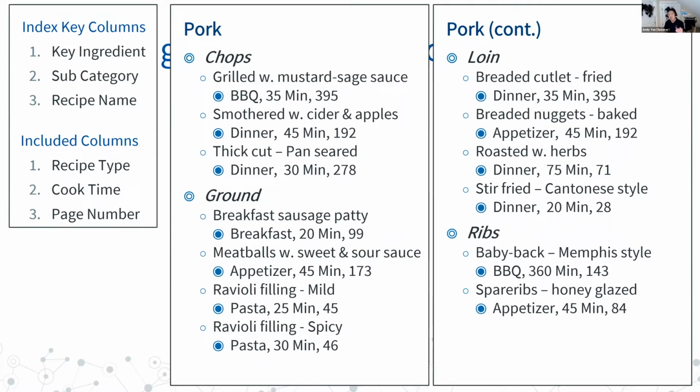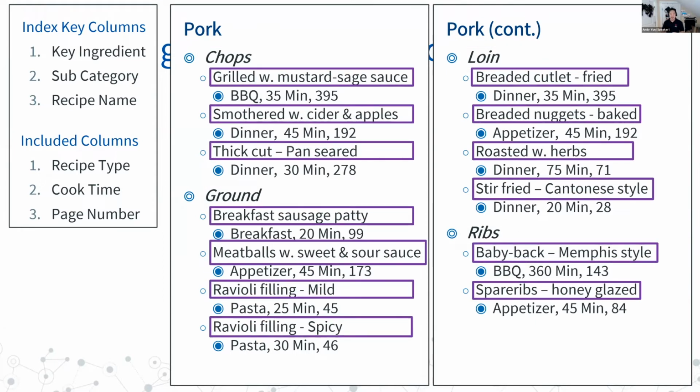So from an index key column perspective, we have the key ingredient. In this case, I'm only showing you pork right now. And then underneath that, we have subcategories. And notice that these are in order of chops, ground, loin, and ribs, okay? And then underneath that, we have specific recipes, which again are also ordered values, okay? So again, my non-clustered index essentially has these three different keys. It's a hierarchy, and that's one key thing that you need to keep in mind, no pun intended.